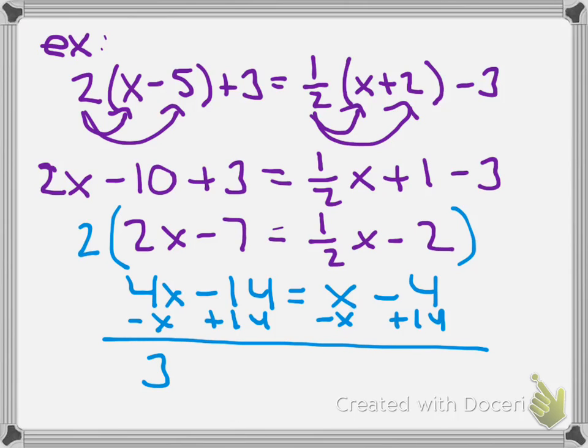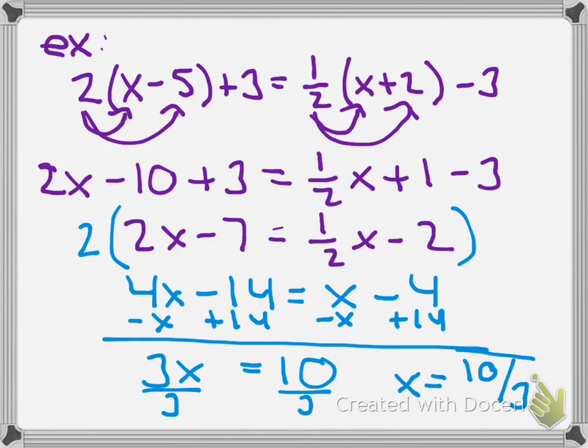I now have 3x on this side of the equation equals, now I have 10 on the other side. 3x equals 10. I can finish by dividing both sides by 3, and I find out that x equals 10/3. I would not turn that into a decimal. 10/3 is a perfectly wonderful number that we're going to use in algebra classes.